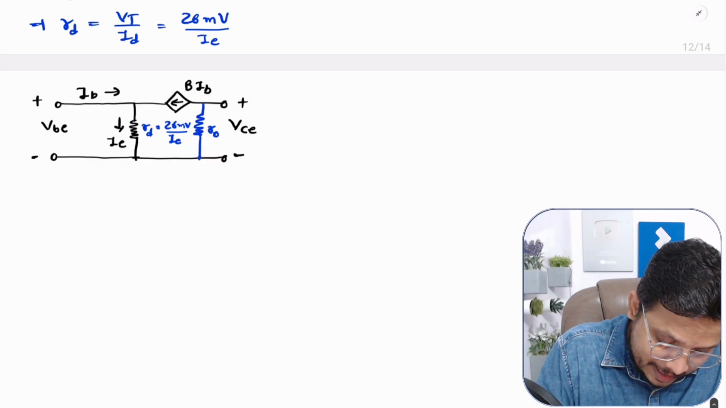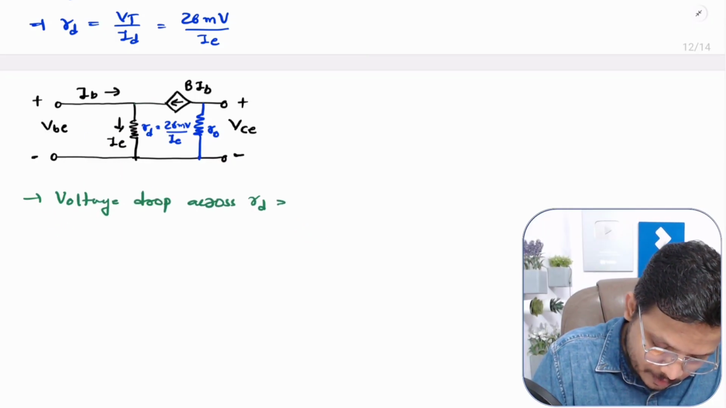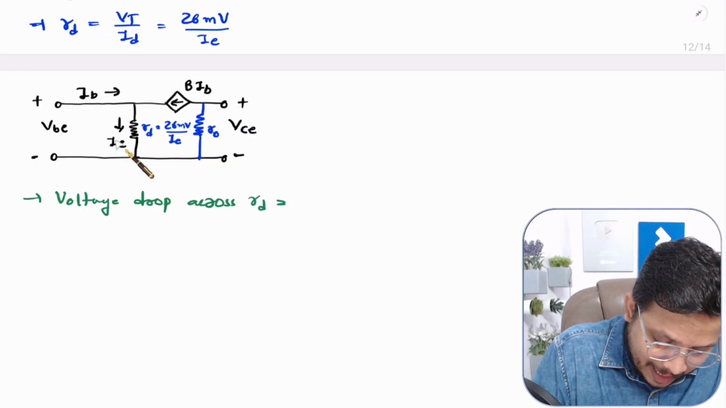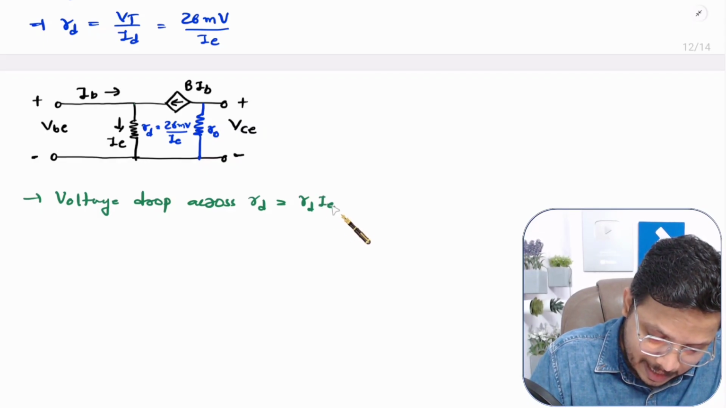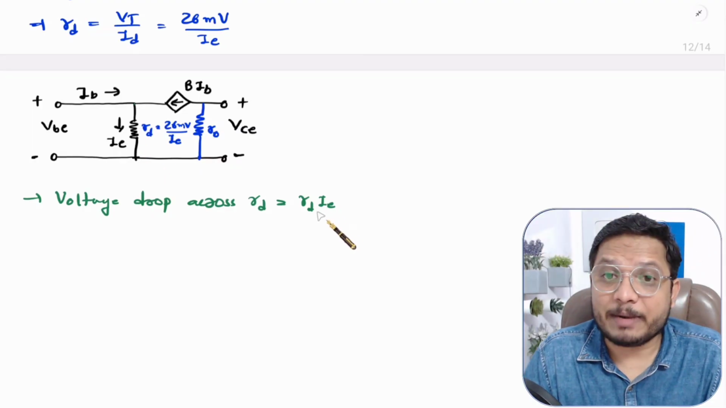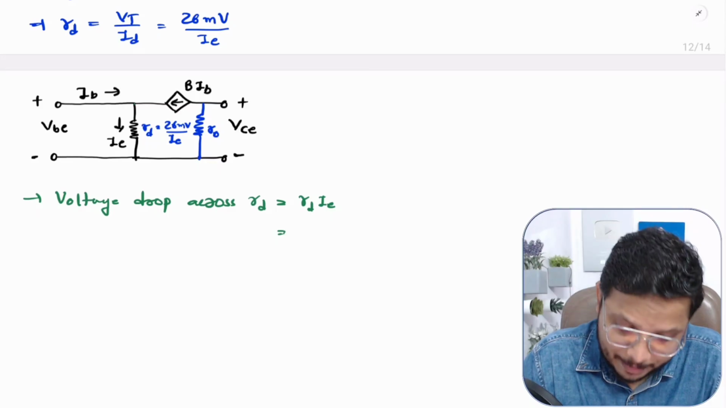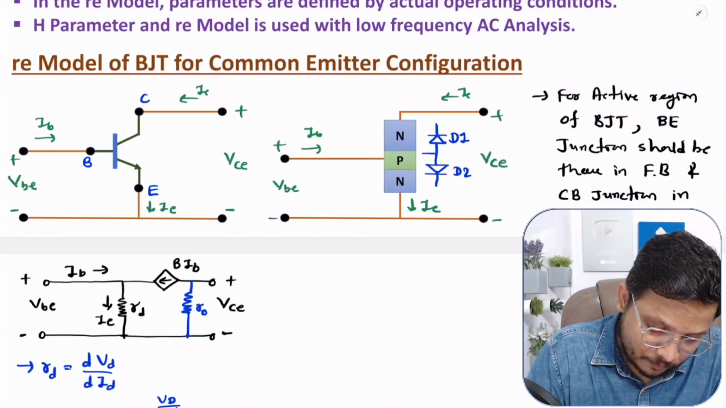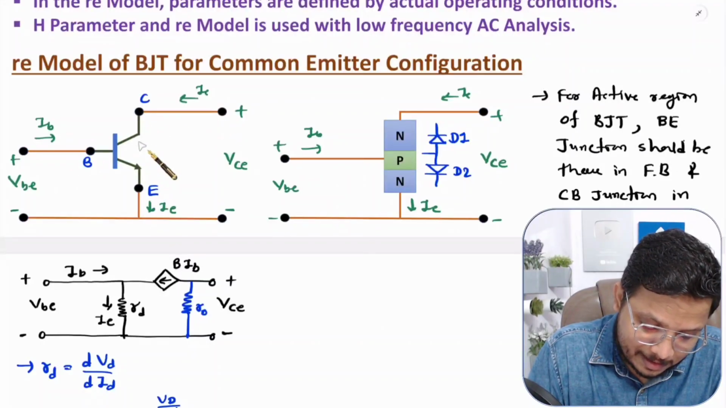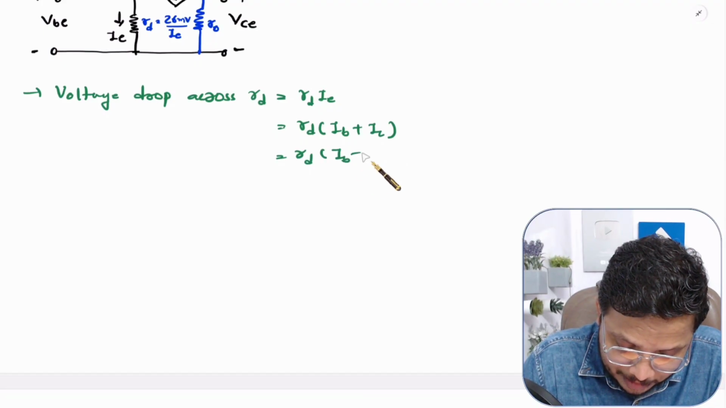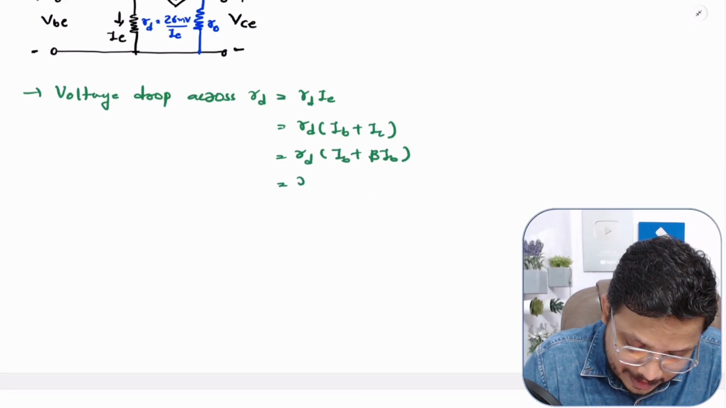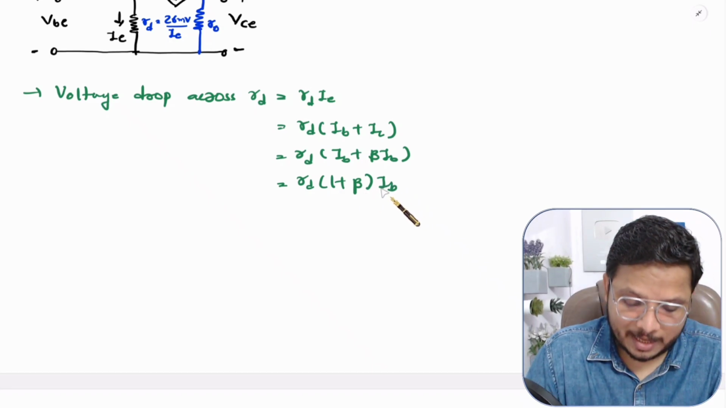See, the voltage drop across Rd is how much? This Rd into current IE, right? Here IE is the current passing through this Rd, and IE is the emitter current. One should know the emitter current. For a transistor, the emitter current is IB plus IC, and IC is beta IB. So Rd into IB plus beta IB. So here you can say the voltage across Rd is Rd into (1 plus beta) into IB, right?